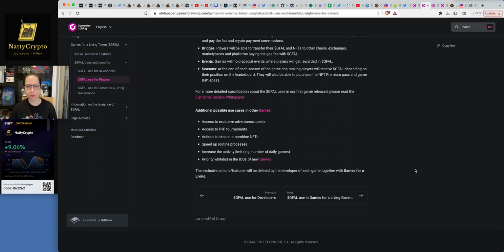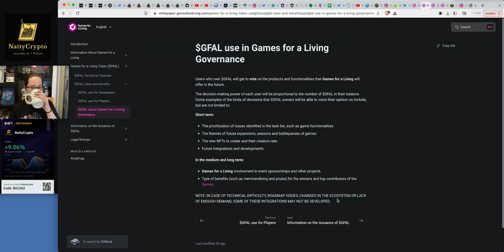Okay, additional possible use cases in other games: access to exclusive ventures and quests, access to PvP tournaments, actions to create or combine NFTs, speed up processes, and so on. Priority whitelist and the ICO of new games. Interesting. Users who own the Gfal will get to vote on the products and functionalities that Games for Living will offer in the future. Fine. Short term, and so on.